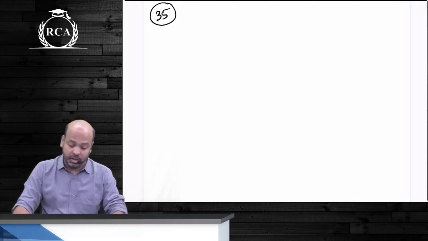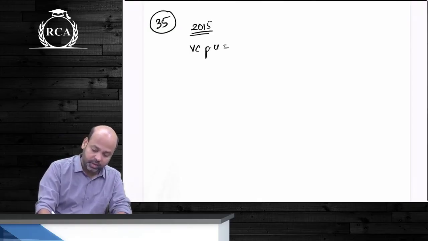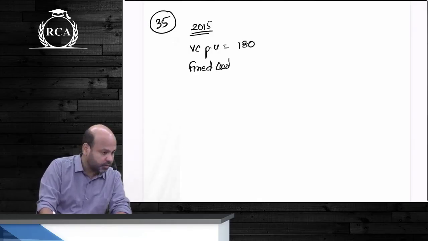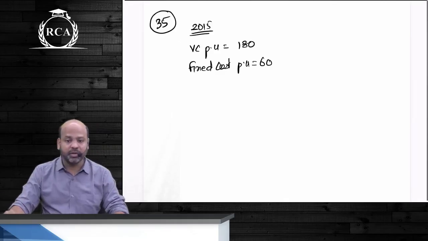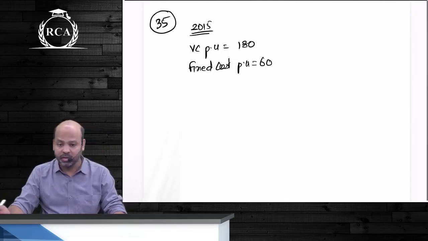Now, last year, guys, के बारे में बात करते हैं. 2015. Our variable cost per unit was 180 rupees. You're not supposed to copy, you're supposed to pay attention. Fixed cost per unit was 60. I've told you one thing, that whenever fixed cost is given on a per unit basis, it is our job to convert that into total fixed cost.